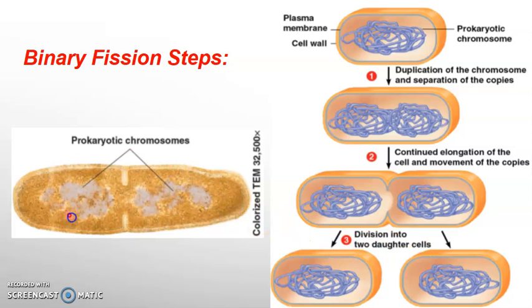Here's what it'll look like under an electron microscope of a bacterial cell. You can see the DNA has been duplicated, and here is the division into 2 evenly sized identical daughter cells at some point. Again, a version of cloning here.